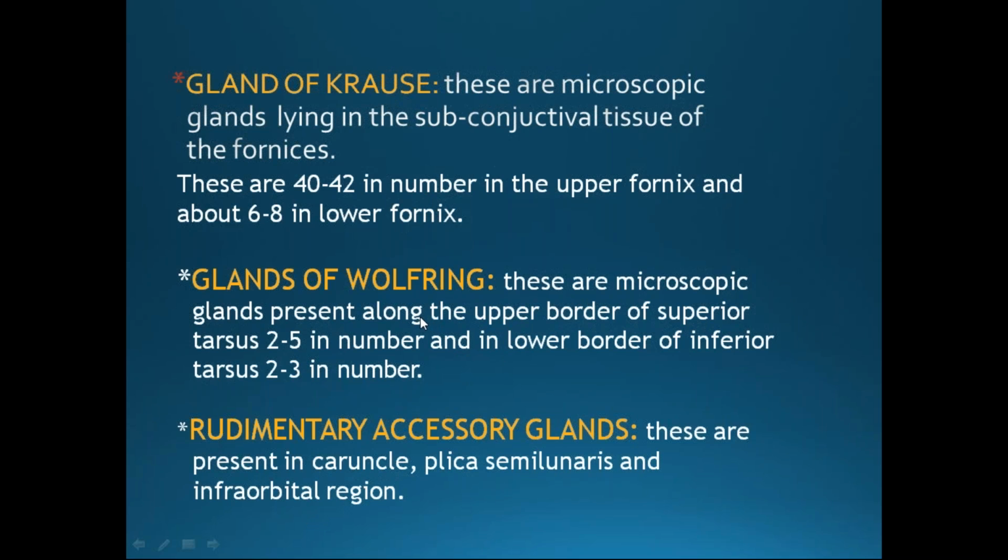Glands of Wolfring are microscopic glands present along the upper border of the superior tarsus, 2 to 5 in number, and along the lower border of the inferior tarsus. Whereas glands of Krause are about 40 in number superiorly, and about 6 to 8 in the inferior fornix. Rudimentary accessory glands are present in the caruncle, plica semilunaris, and infraorbital margin.